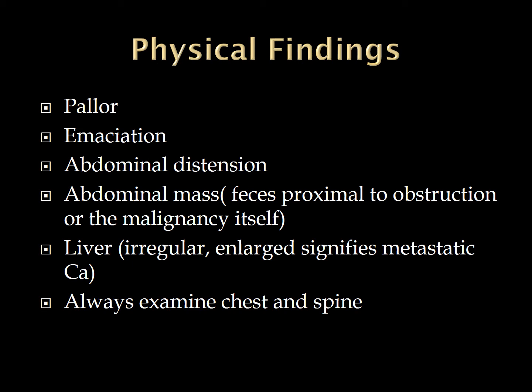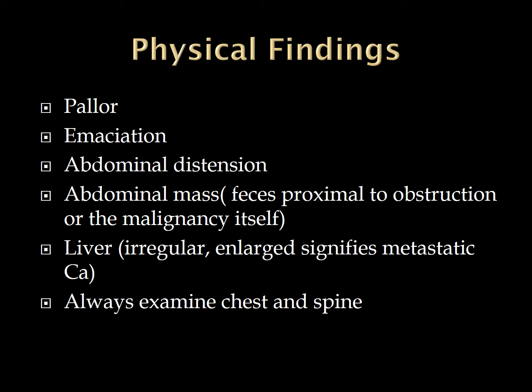Other physical findings include pallor, emaciation, abdominal distension, and abdominal mass. This abdominal mass may be because of the fecal matter proximal to the obstruction, which fills the colon and is palpable per abdomen, or it may be the malignancy itself inside the abdomen. Then in the right hypochondrium, if you find a mass, you have to differentiate it from a right colonic mass or from the liver. The liver moves with respiration, and it has a specific feel. If the liver is enlarged because of metastasis, then usually the surface of the liver is irregular.